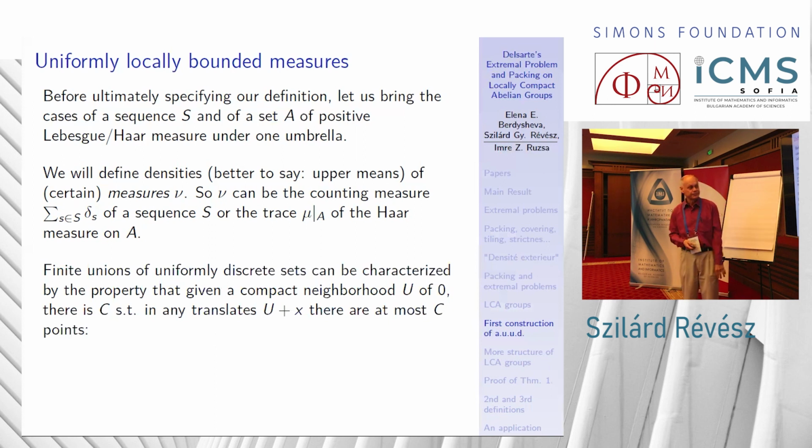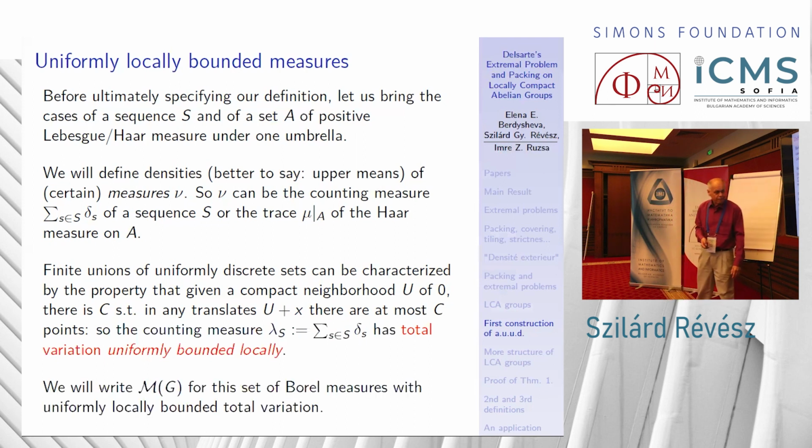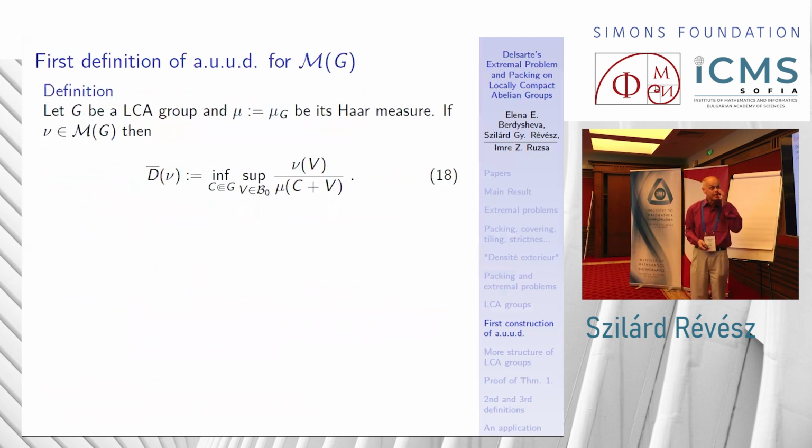So for this class of measures, we would like to introduce a good definition of uniform asymptotic upper density, and here it is. We take this. We measure the sets according to our measure, and divide by the Haar measure of C plus V, take the supremum over V, and then the infimum over C.